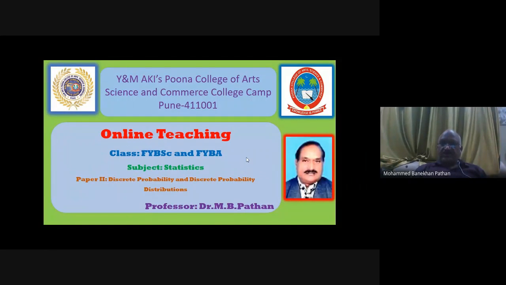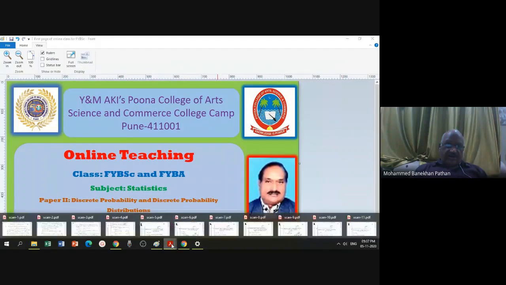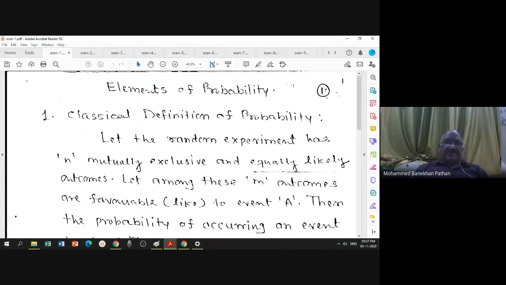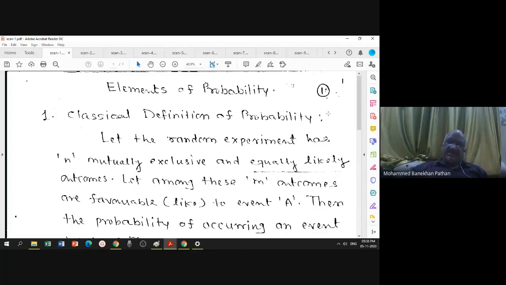Today we are going to start the next chapter under the heading of elements of probability. Let us see the first definition for elements of probability as classical definition of probability. The name probability is not new to you. It is already introduced in your school mathematics, I can say 11th and 12th.